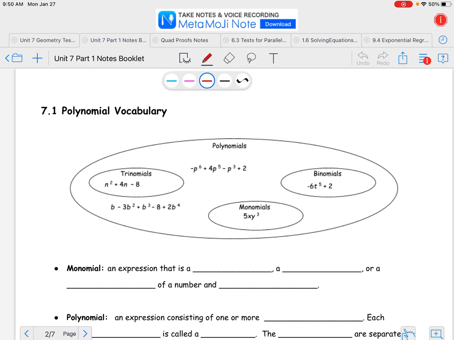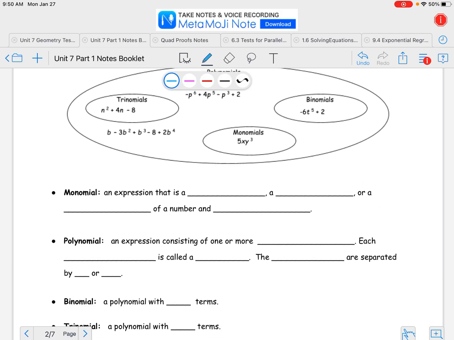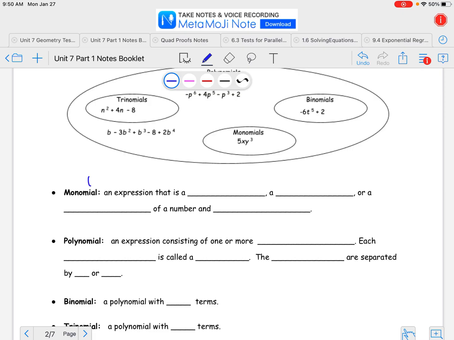Seven, we're going to start talking about polynomials. So first we need some vocabulary. We need to know what these words mean. A monomial, so mono indicates one.